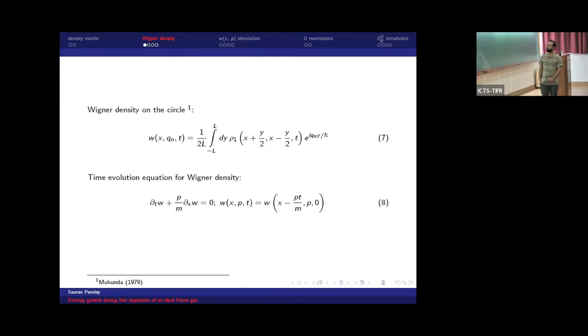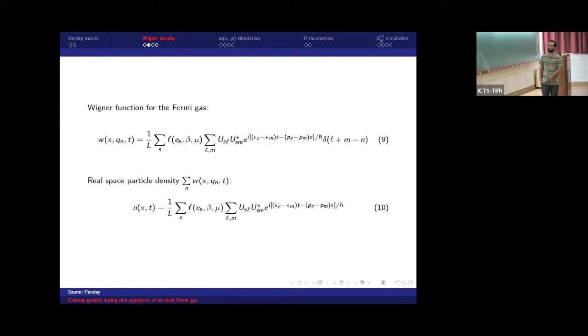We can compute the Wigner function for our system, which is this expanding Fermi gas, and I've just mentioned the expression here, which is given in equation 9. Okay, so from here, how do you compute the real space density? If you just integrate out the momenta, you get the real space density, which is given by equation 10, and that happens to be the same as the earlier equation.